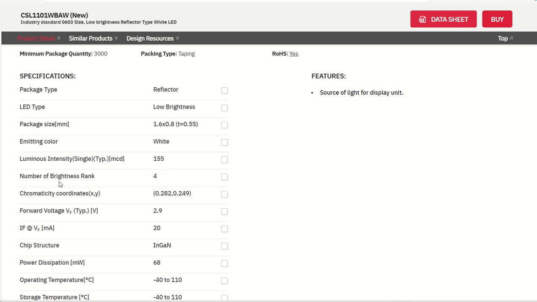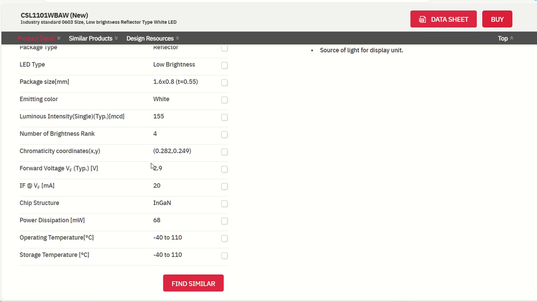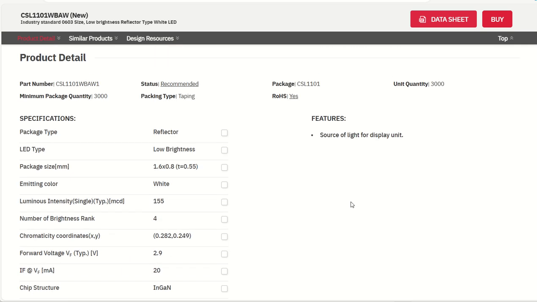Okay, number of brightness ranks is 4, and the chromaticity coordinate is this much. That is not of much interest. We have forward voltage typical 2.9 volt. We have forward current up to 20 milliamps, and chip structure is indium gallium nitride based. We have power dissipation up to 68 milliwatt, and operating temperature going up to 110, 100 degrees centigrade. Okay, so let's get into the data sheet.